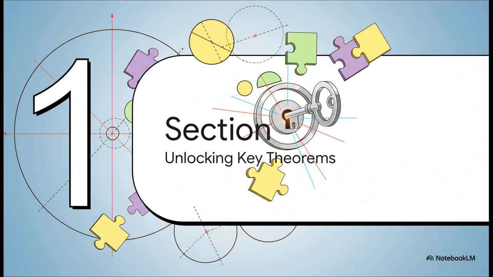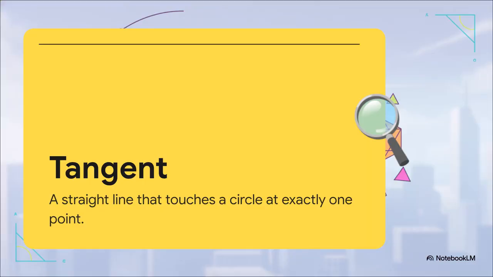So, how are we going to tackle that monster of a problem? Well, like any good puzzle, we have to find our key pieces first. And that brings us to section 1, unlocking the key theorems. These are basically the rulebook for how circles work. First things first, let's get a core definition down. What is a tangent? It's really simple. It's just a straight line that kind of skims the edge of a circle. The most important part to remember, it touches the circle at one and only one point.